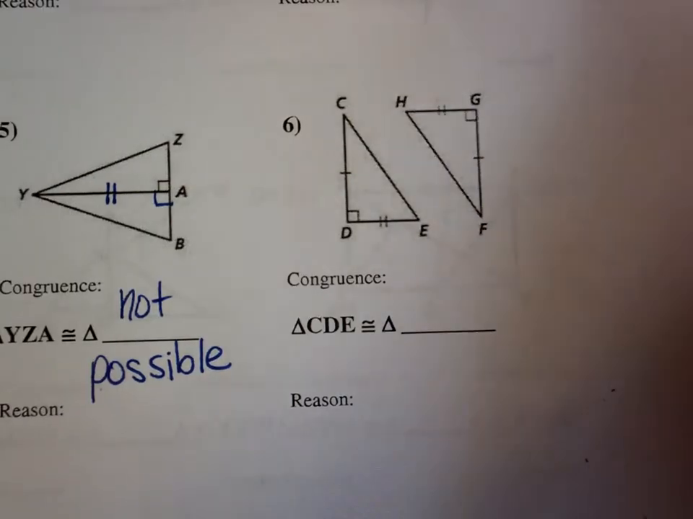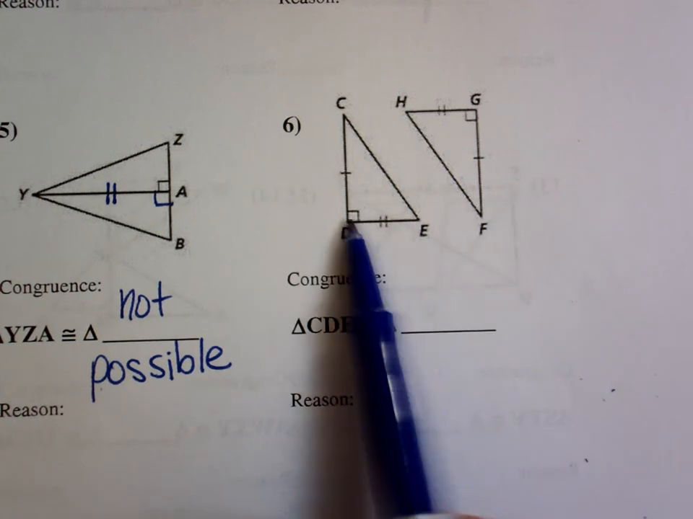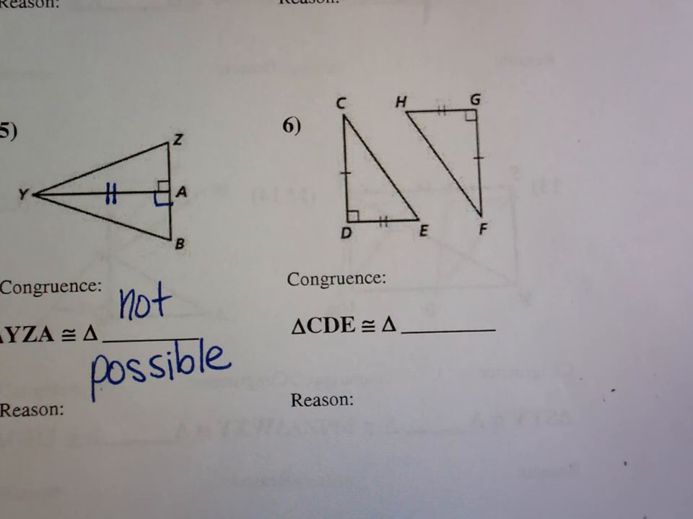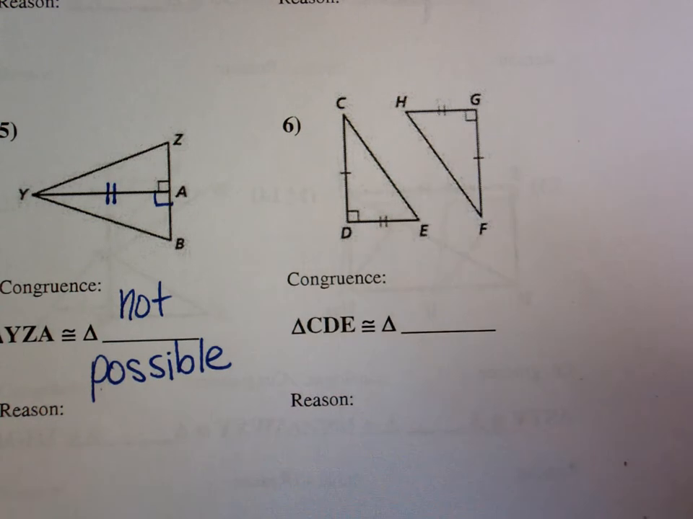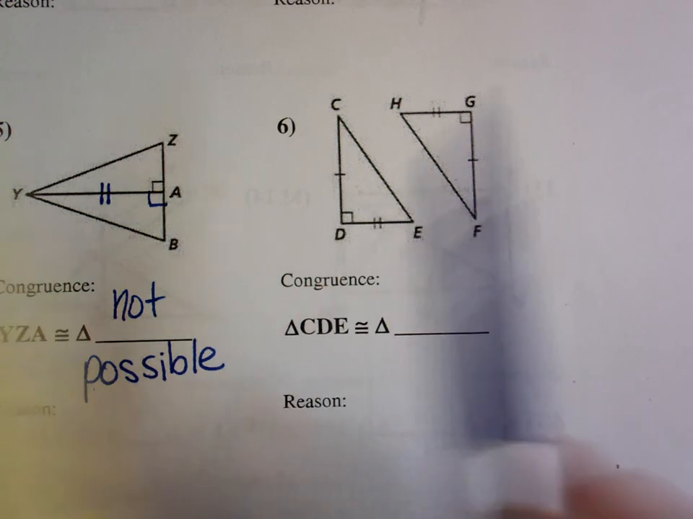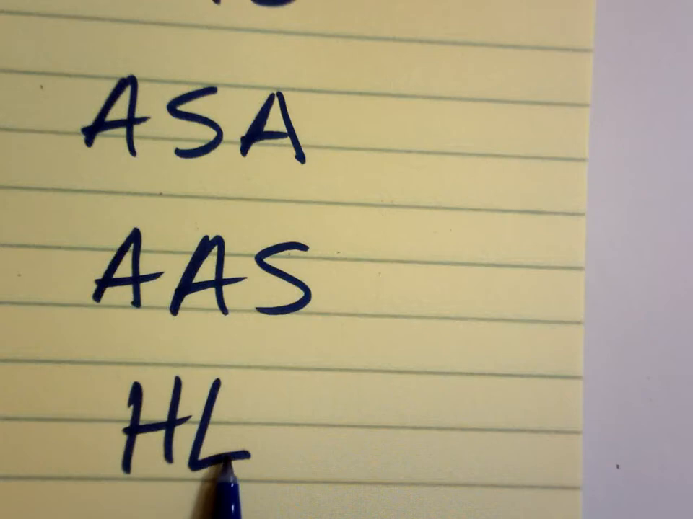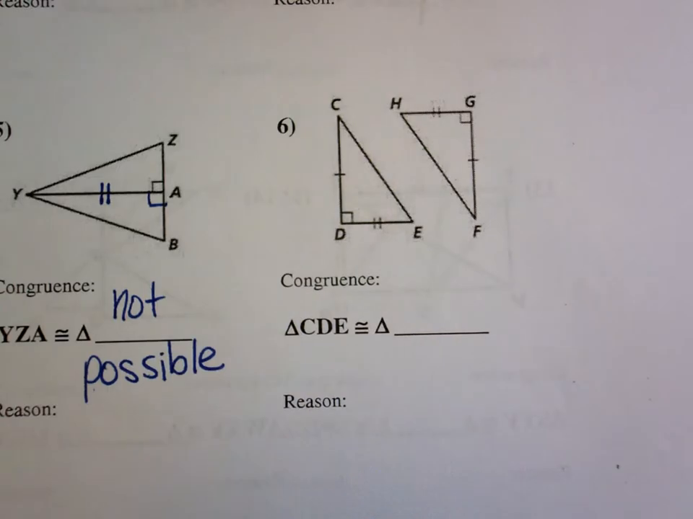All right, here I have 3 things marked. CD is congruent to FG, DE is congruent to GH, and angle D is congruent to angle G. Okay? What have I got? I've got 2 pairs of sides, and then a pair of angles. That's 2 S's and an A. Okay? This is a right triangle. So theoretically, HL could work. So either HL is a possibility or SAS is a possibility because it has 2 S's and an A.